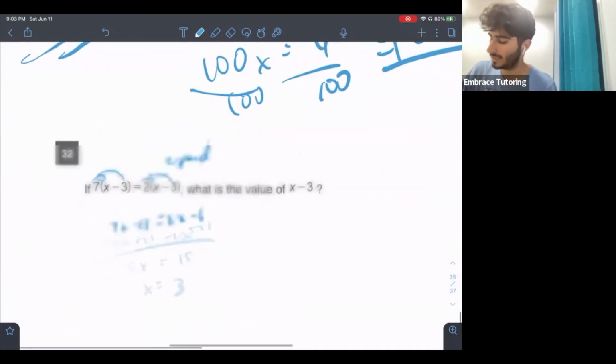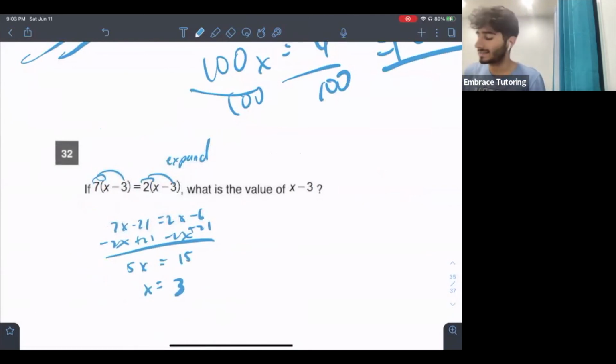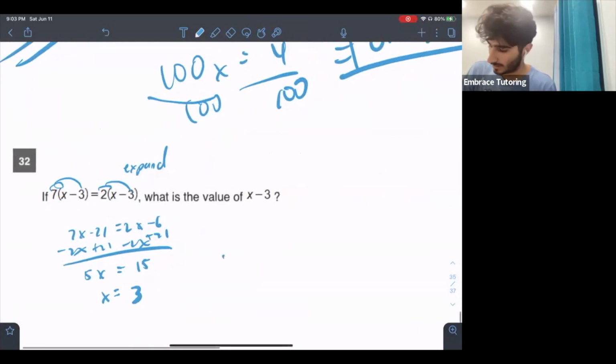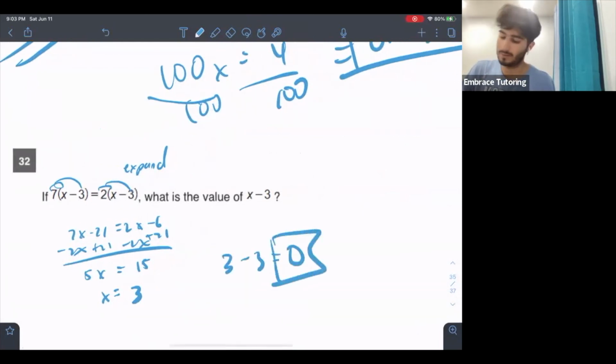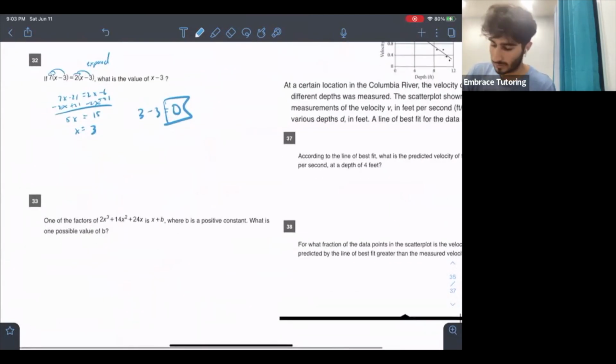X is equal to 3, but it's not asking for x is equal to 3, they're asking for x minus 3. Meaning it would be 3 minus 3, which is 0. That is how you do 32.